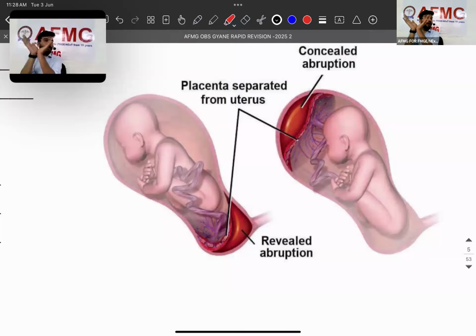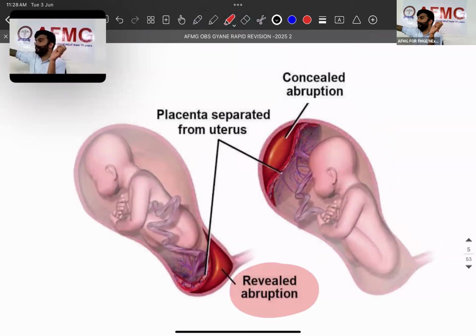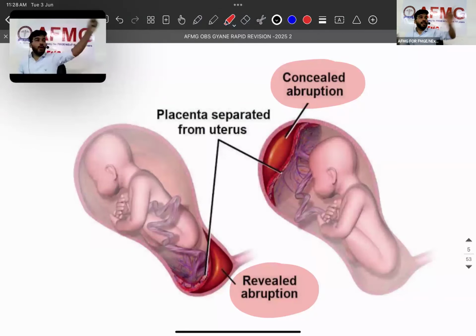Either the bleeding is between the membranes. There are three types: concealed, revealed, and mixed. In the revealed one, the bleeding is coming out. In concealed, the bleeding is there only inside. Now, what will be the presentation of the patient? Opposite to placenta previa. Painless over there; here it will be painful, with a tender, hard, rigid uterus. Height of uterus more than the period of gestation. Presentation is clear, definition is clear, types are clear.